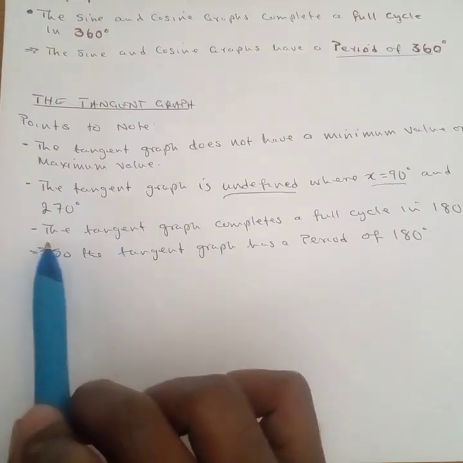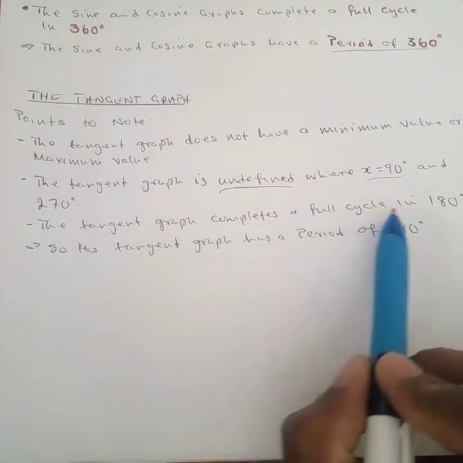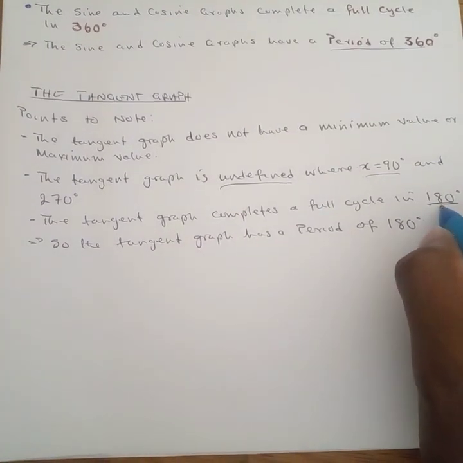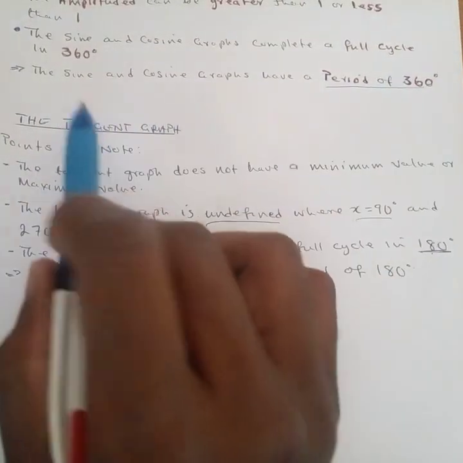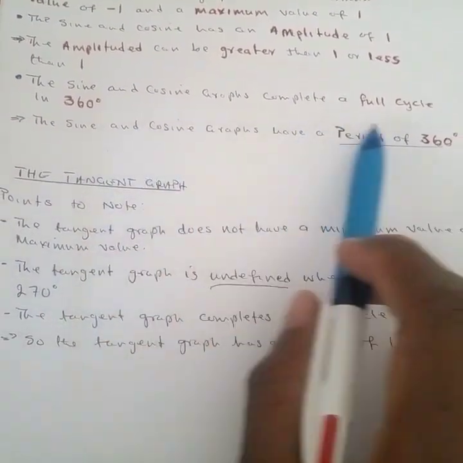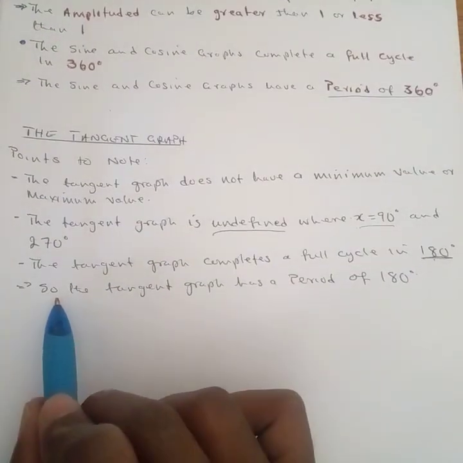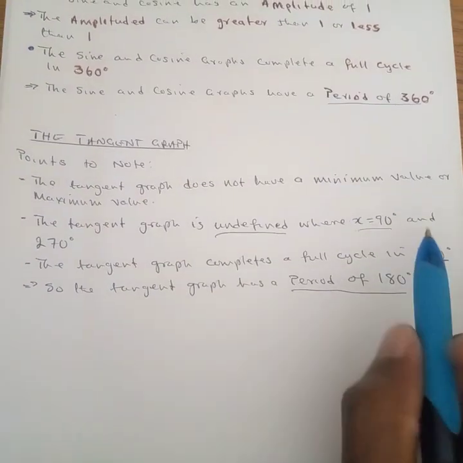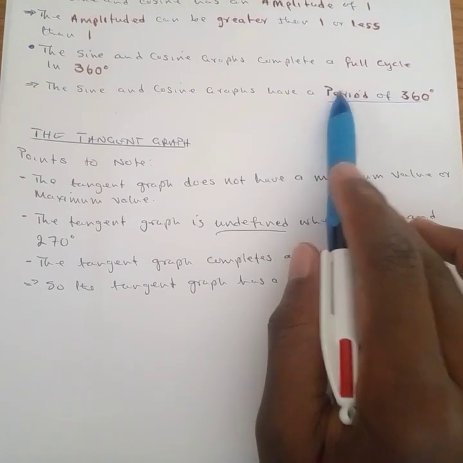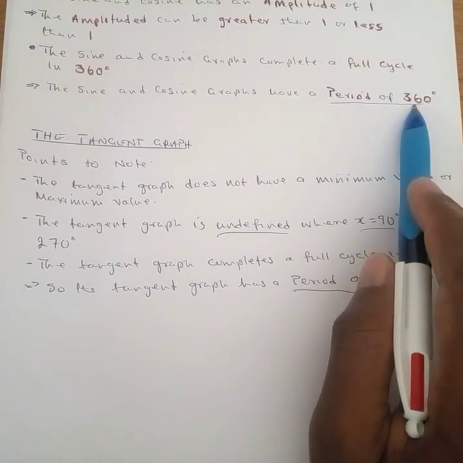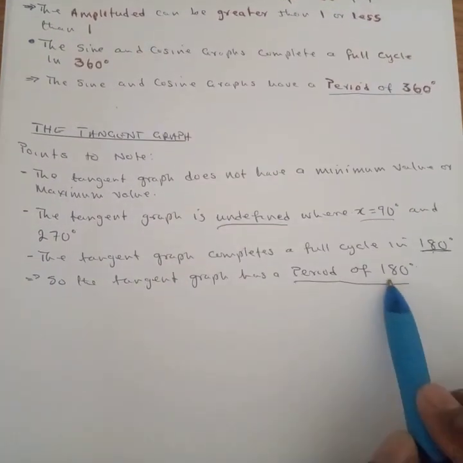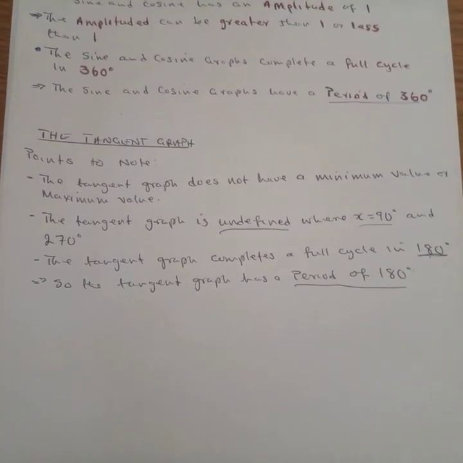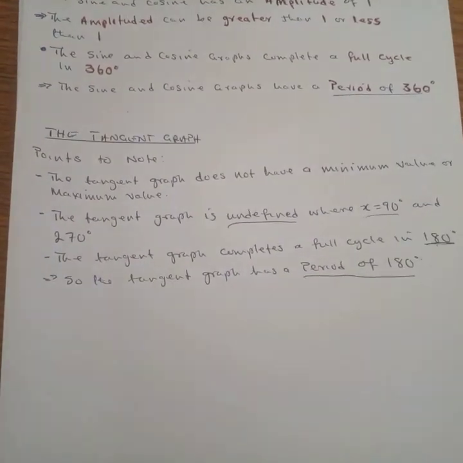Okay. The tangent graph completes a full cycle in 180 degrees. So a full cycle in the tangent graph is 180. It's different from the sine, where the full cycle, the period, is 360. So the tangent graph has a period of 180. The period in the sine and the cosine was 360, but for tangent, the period is 180 degrees. So how does the graph look now? How does the graph for tangent look?